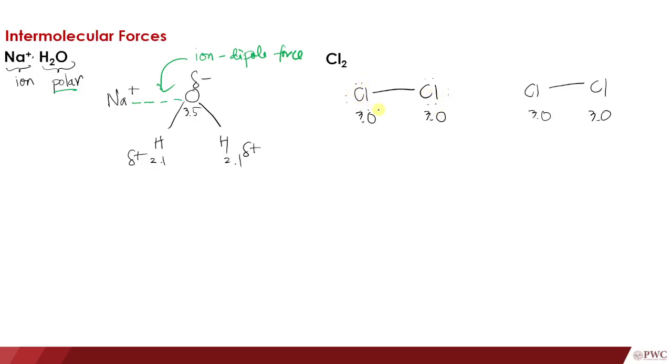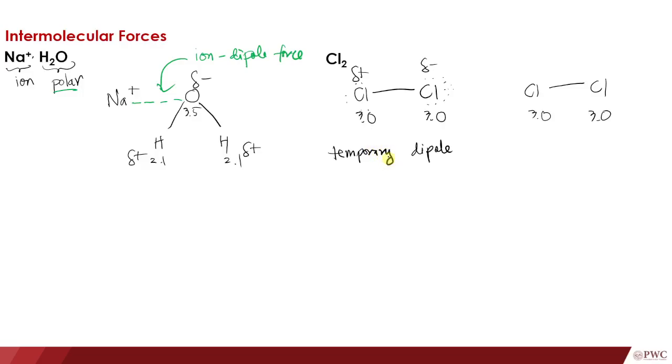Let's say at a particular moment, most of the electrons are on this side. What do you think will happen to this side? This side will become partially negative, right? And since there are fewer electrons on this side because most of them are over here, this side will become partially positive. So here we have a dipole. There is a formation of a dipole, but this dipole is just temporary. So we call this a temporary dipole.